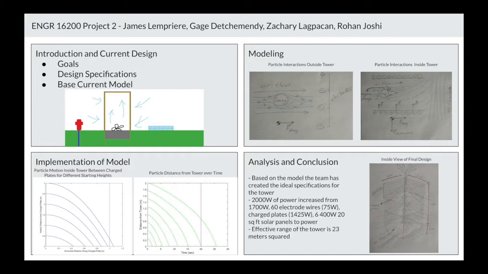The second MATLAB code models the particle motion within the electrostatic precipitation chamber of the smog reduction tower. This code outputs a graph of the vertical and horizontal distances from the charged plates of the particle. This graph reveals the maximum starting height for a particle to be trapped by the device, as the plates are a length of 1 meter and any particulate that reaches a vertical distance of 0 and a horizontal distance longer than 1 meter will not be captured.